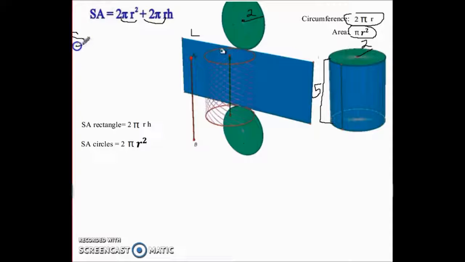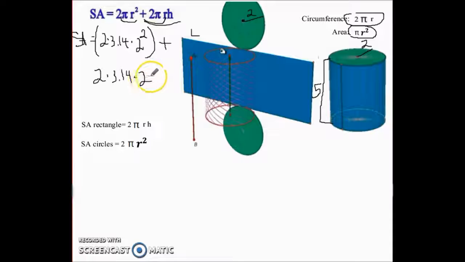So here we go. Surface area equals 2 times pi times the radius squared. The radius is 2. That's our first part. Plus, now we're going to look at this, 2 times pi times the radius is 2, times the height, and the height is 5. So if we multiply all these numbers together and then add the two sets, we'll find out the surface area of this cylinder. 2 times 3.14 times 2 squared.